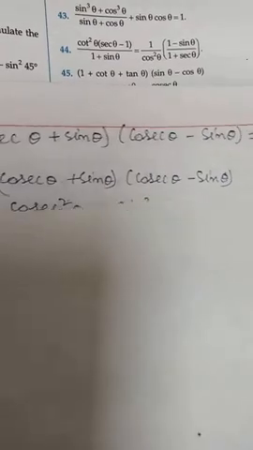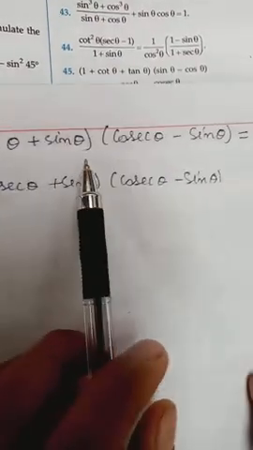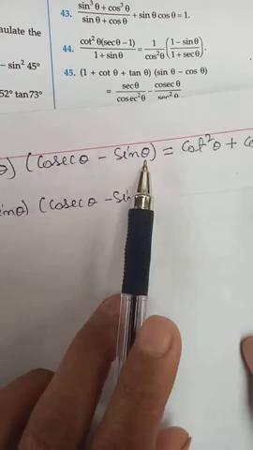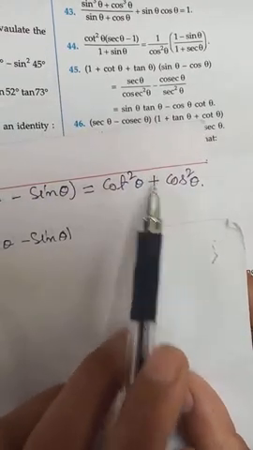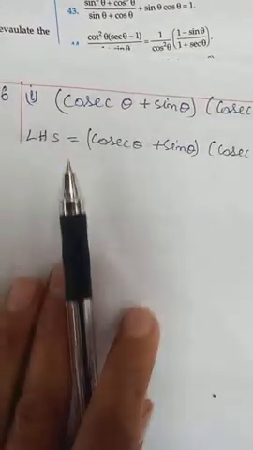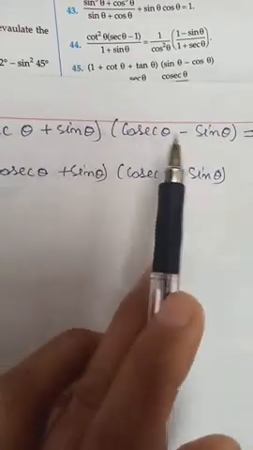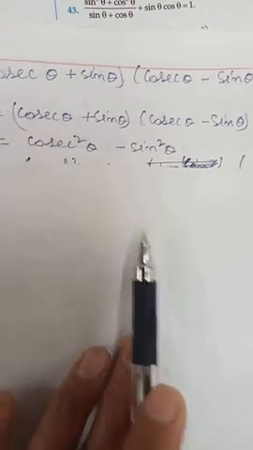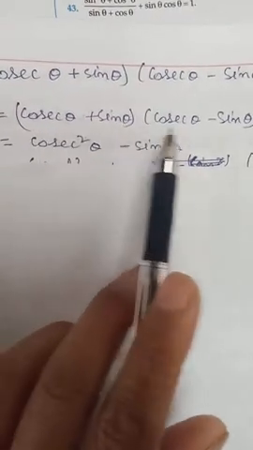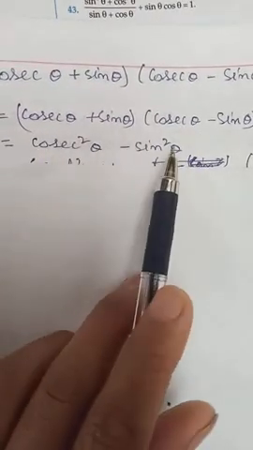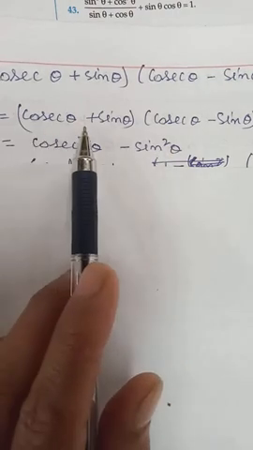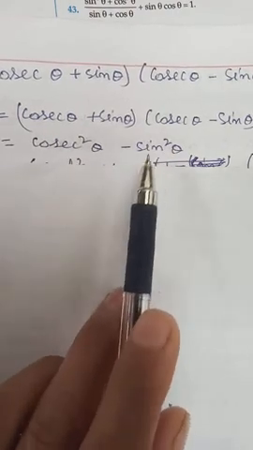So let us continue to the next question. We have here (cosec theta plus sin theta)(cosec theta minus sin theta). We need to get cot square theta plus cos square theta. If we look, cosec, cosec, sin, sin, 1 plus, 1 minus, so we can apply the identity (a plus b)(a minus b) equals a square minus b square. Our a is cosec theta, our b is sin theta.